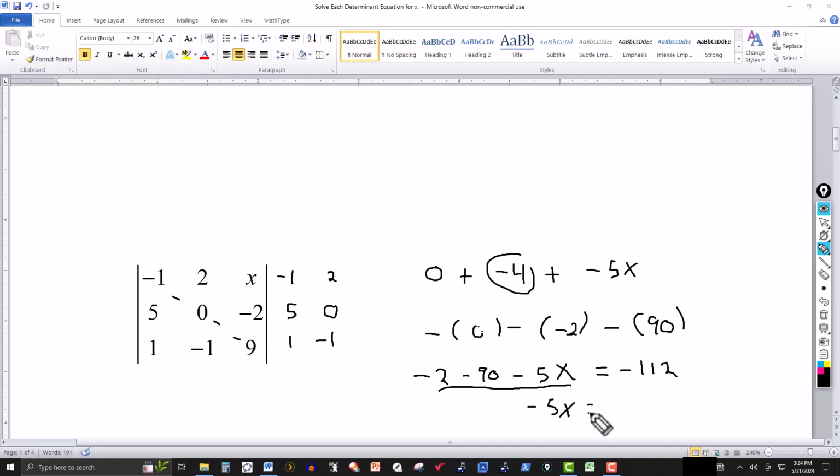It's going to equal to, and then this is a minus 2 here, minus 92 here. Add that to both sides, so a plus 92 and a minus 112 will give us a negative 20. Adding positive 92 to both sides, we get this, divide by negative 5 here. This cancels out. Negative 20 divided by negative 5 is a positive 4. And that's the solution for this one.